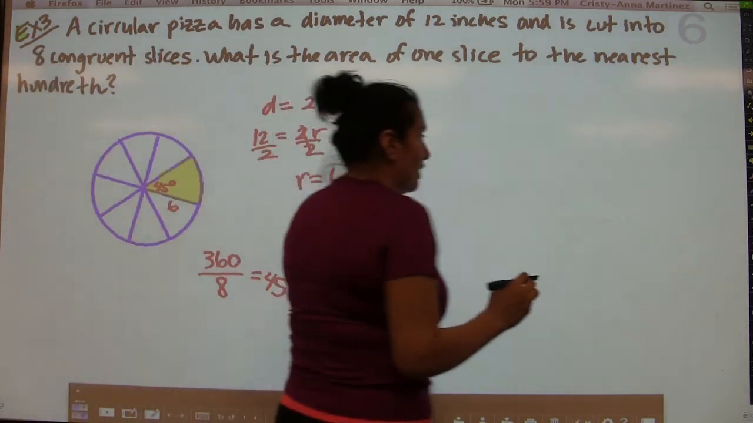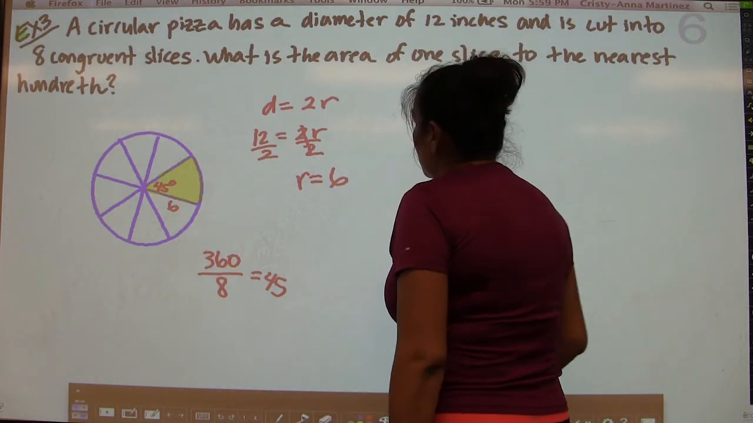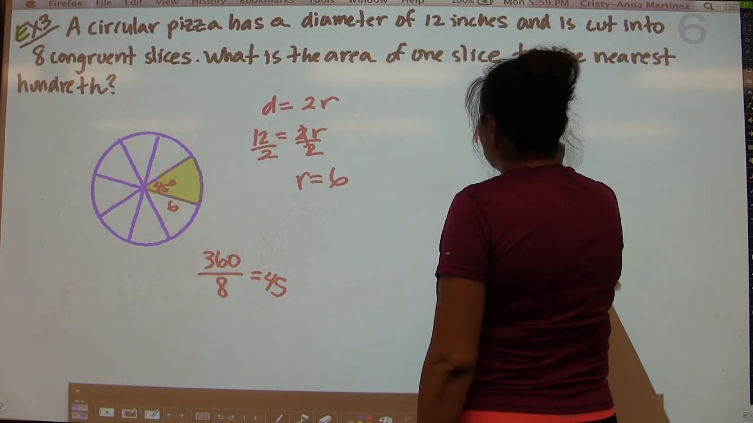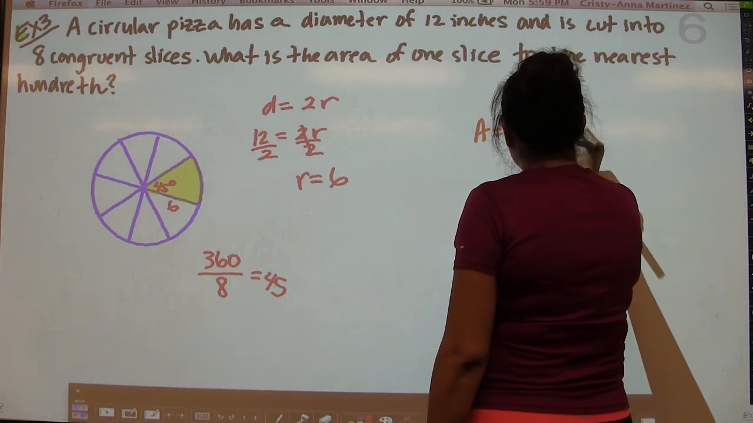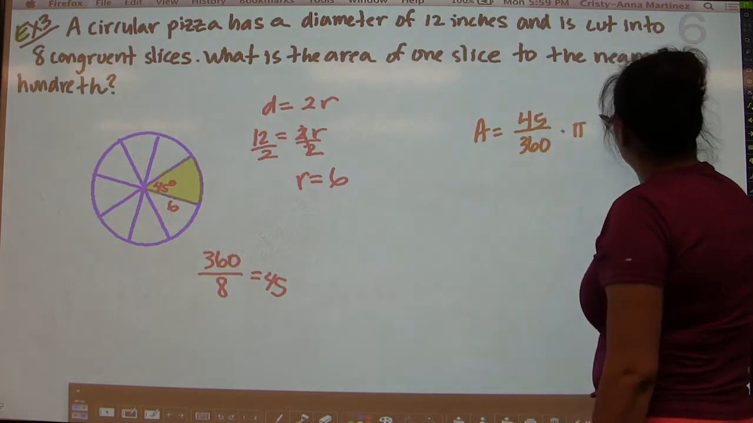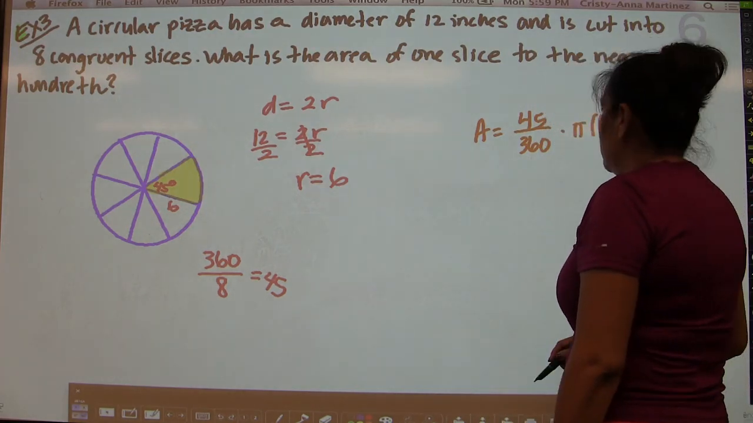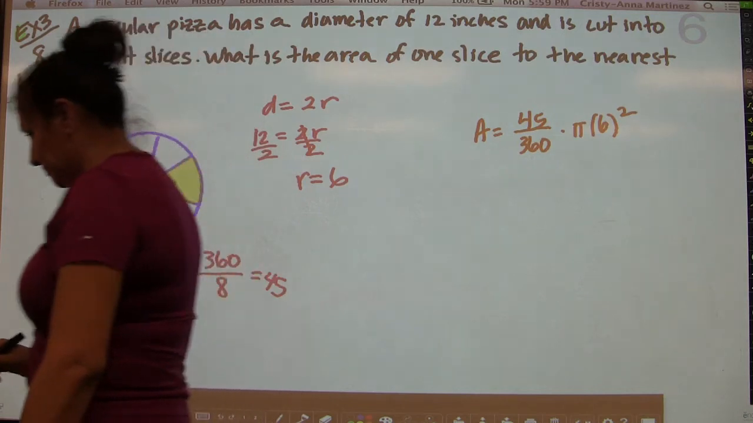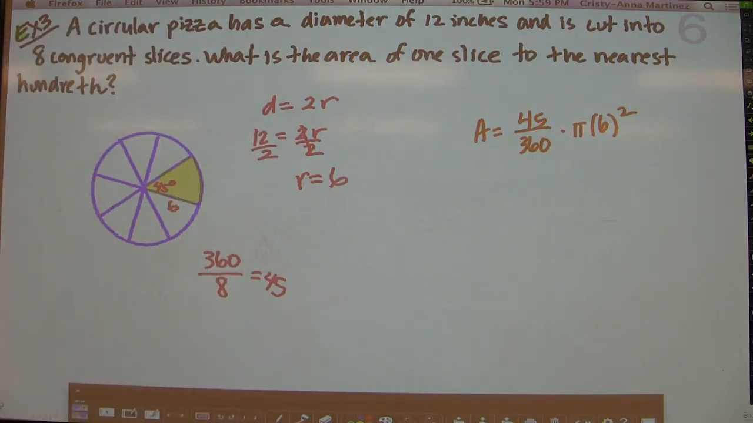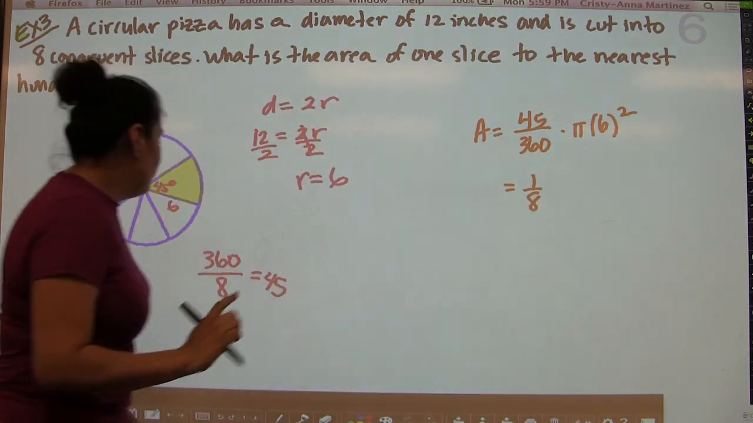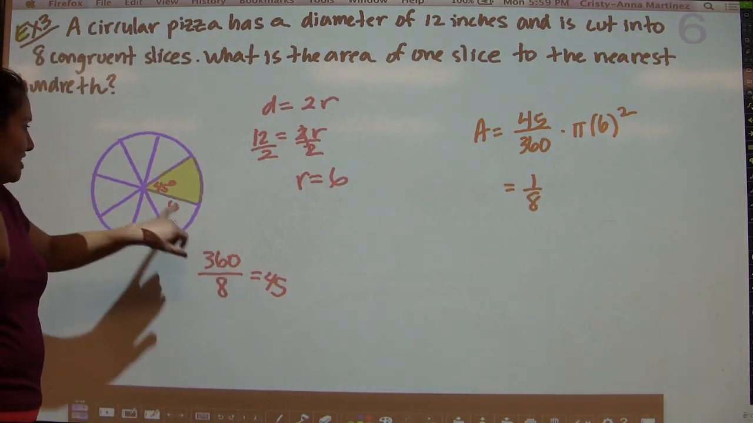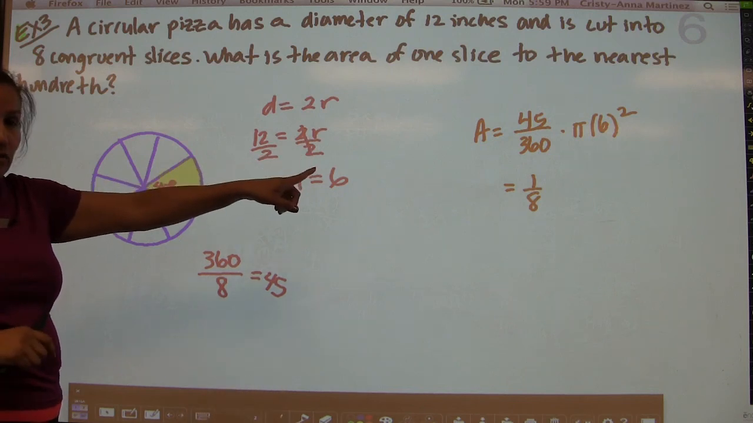Now all we have to do is plug it into our formula. Our formula says that the area is going to be equal to the degree of 45 over 360 times pi r squared. Now 45 over 360 is, guess what? 1/8. So you didn't even have to figure out that this was 45. I just did that so you could see how you can plug it into the formula.